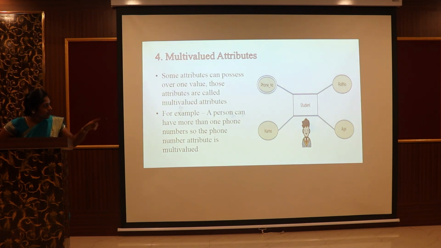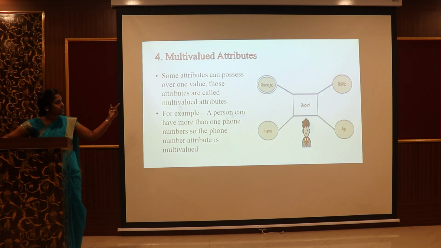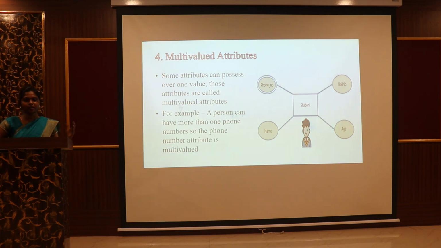Here's an example. The student: roll number is the key attribute. Age is the derived attribute, and name. Phone is mentioned in a double ellipse, so that comes under multi-value attributes.